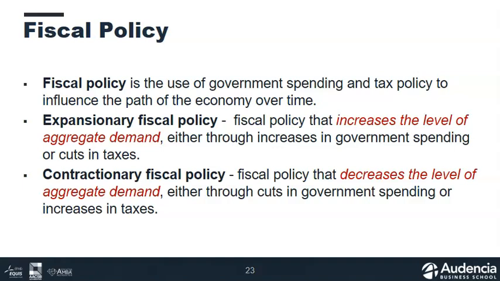There are two types of policy. There's expansionary fiscal policy, which is aimed at increasing the level of aggregate demand through increases in government spending or decreases in taxes. We also have contractionary fiscal policy, when we want to decrease the level of aggregate demand in our economy. And we'll see why that could be the case.